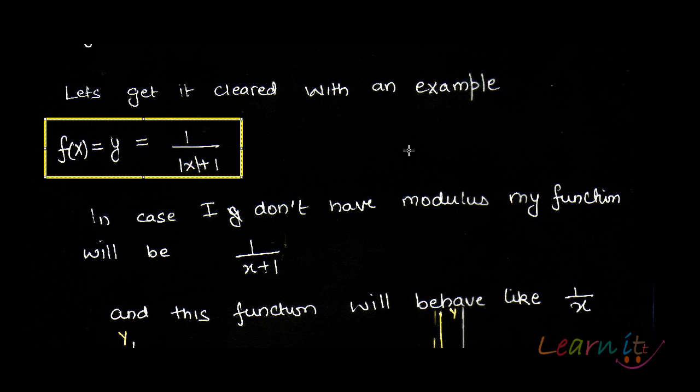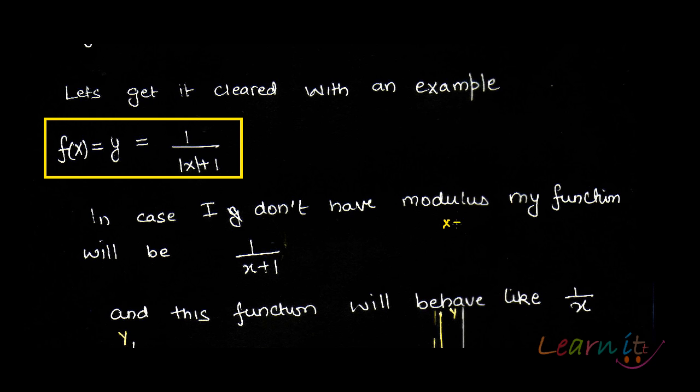So in case my x is 2, my function becomes 1 upon 2. Now, because I'm adding 1 to x, what will happen? My function will become 1 upon 3 instead of 1 upon 2. You understand what I'm trying to say?